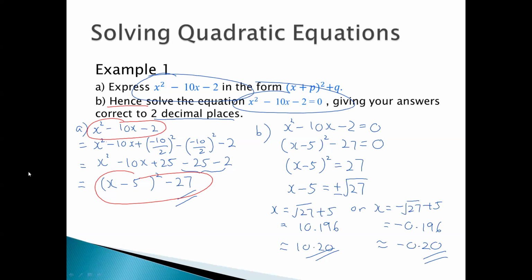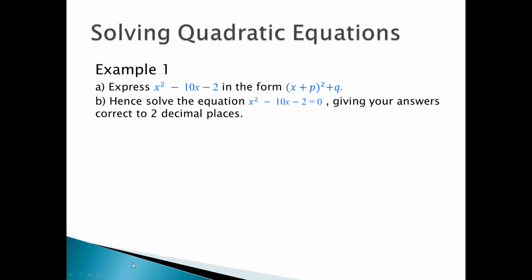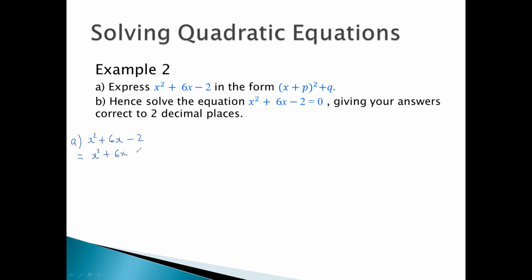So let's proceed to the next example. Express x squared plus 6x minus 2 in the form that, part B, hence solve the equation. Okay, so a very similar example, right? So let's proceed. A, x squared plus 6x minus 2, x squared plus 6x. So let's write out the first two terms, then plus b over 2 squared, which is 6 over 2 squared, and then I minus the same thing, and then I continue with this negative 2.